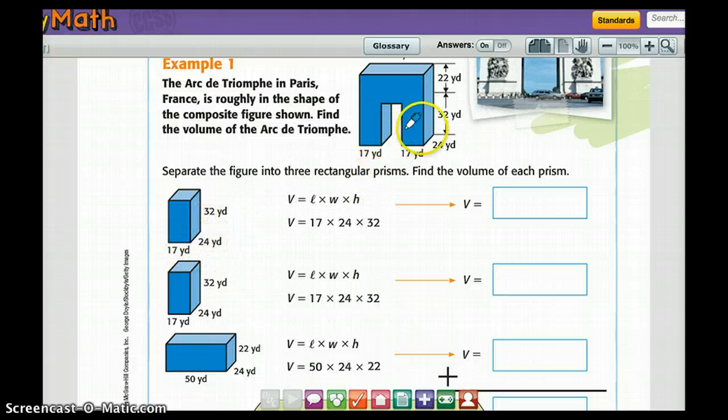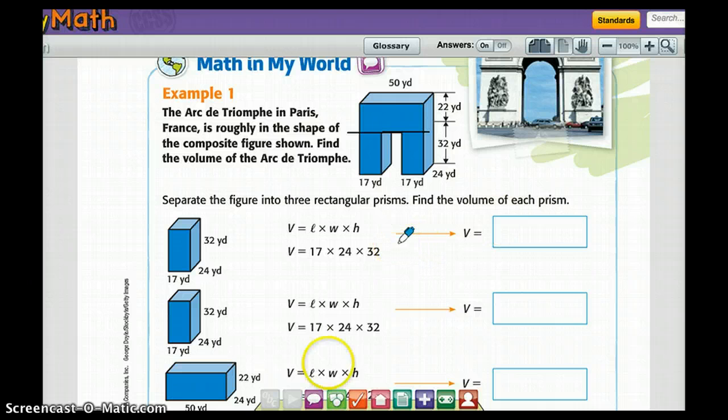The width is still going to be 24 because this 24 here shows us that this width is 24, so it's going to be equal over here. And then our height is going to be 32 because remember we split it right here. So our height is going to be 32 yards.